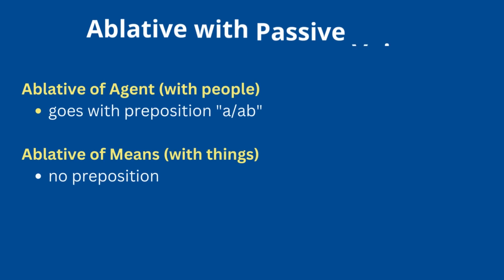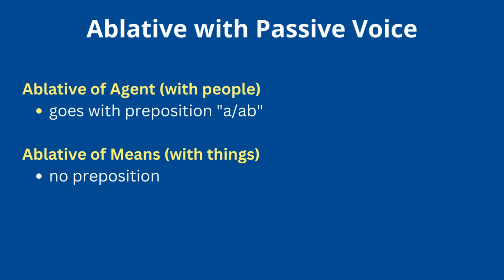Okay. Now, I mentioned earlier in the video that we use the ablative case with passive voice. So this is where you can get a little jargony, a little grammary, if that makes sense. But there is a different technical term depending on if the action in the passive voice verb is being done by a person or a thing. So if your verb is passive voice, right? I am thrown. I'm being thrown. If I was thrown by a person, we call that the ablative of agent.